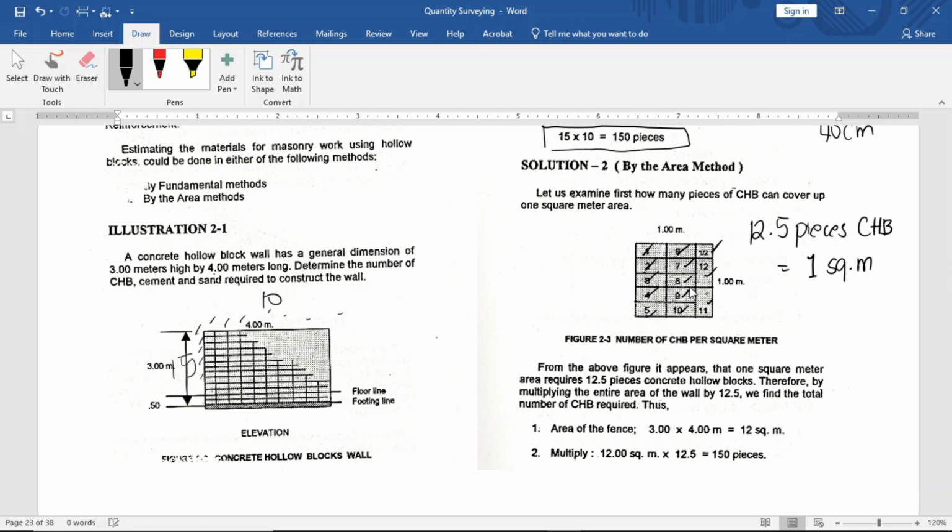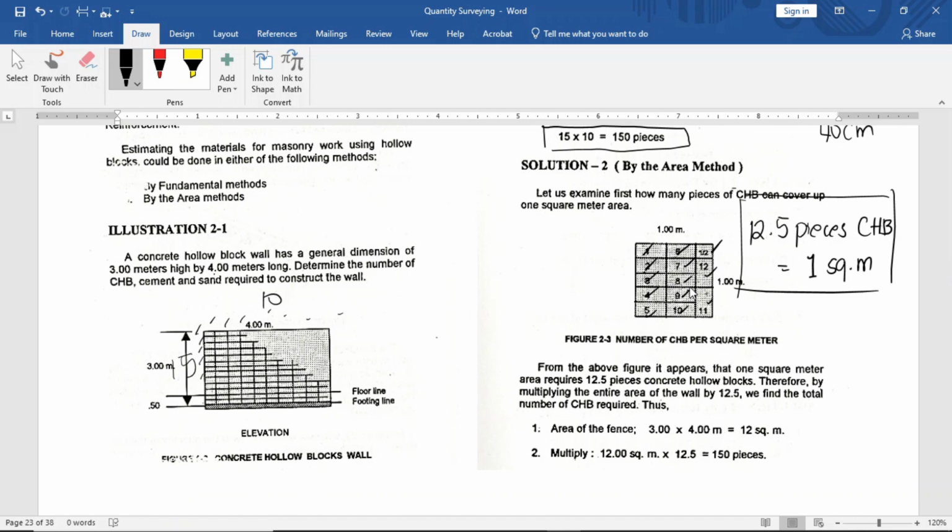So, ang dependence lang dito is ang length tsaka ang height ng hollow blocks natin. So, kahit gaano man kakapal yung hollow blocks na gagamitin, if it's either 4 inches or 6 inches, walang epekto yon sa pag-compute natin, as long as yung pag-consider natin sa length ng hollow blocks natin is 0.2 tsaka 0.4.